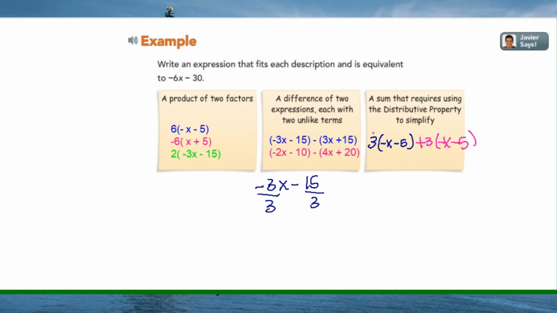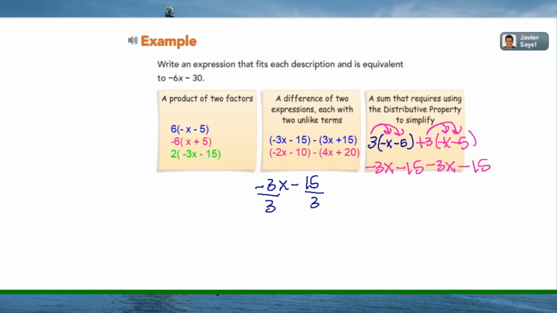Now I'm going to check by distributing back in. So this 3 times negative x is negative 3x. And then 3 times negative 5 is negative 15. Then I have to distribute this one. 3 times negative x is negative 3x. 3 times negative 5 is negative 15.